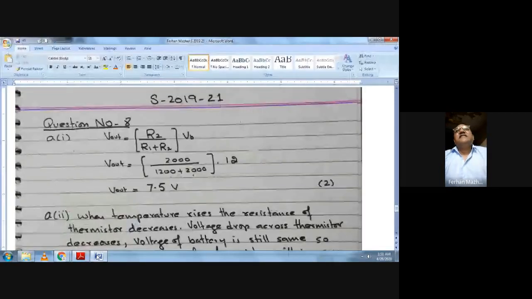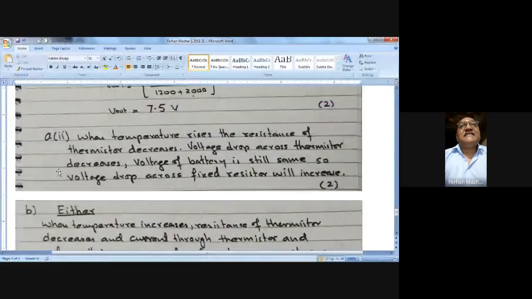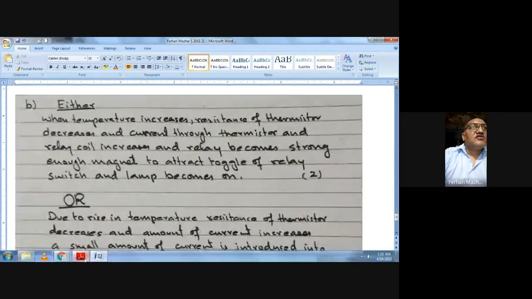When the temperature rises, the resistance of the thermistor decreases. Voltage drop across the thermistor decreases. Voltage of the battery is still the same. So the voltage drop across the fixed resistor will increase. It's a 2 marks question. Okay.